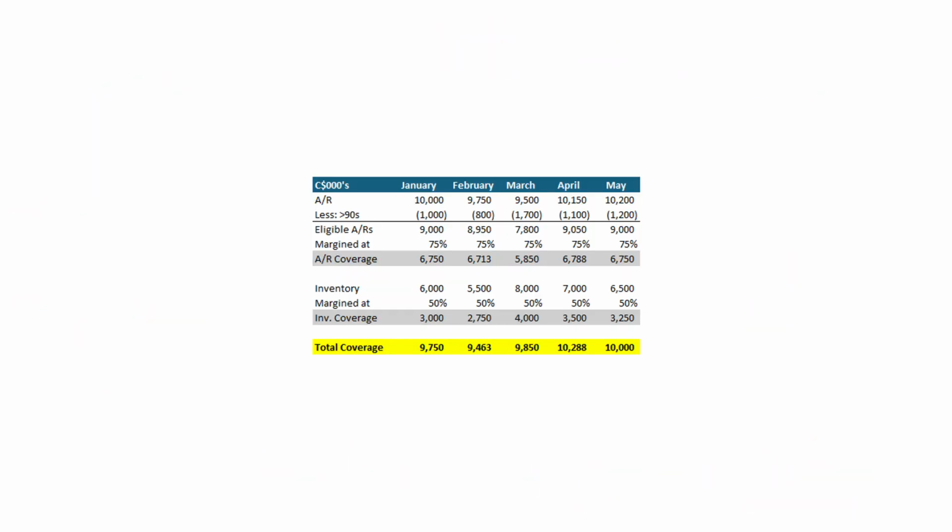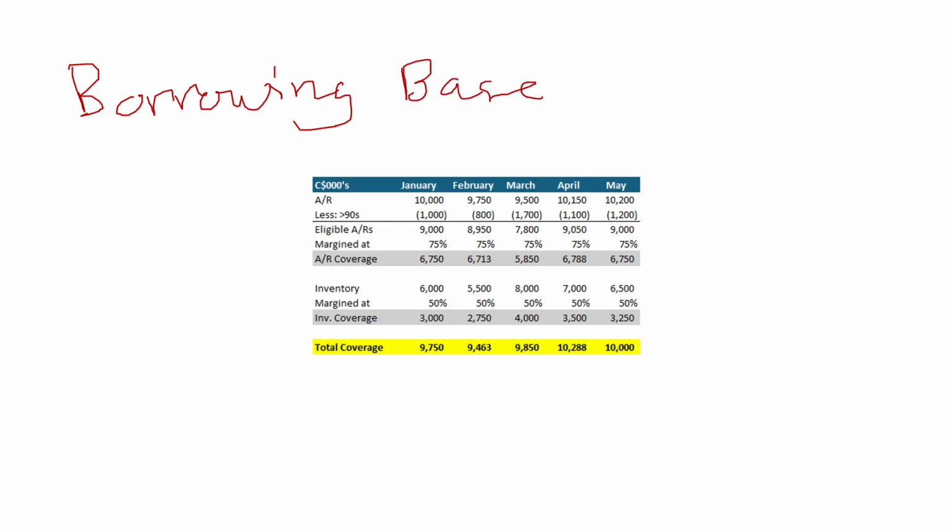Next, we need to talk about borrowing base. Okay, borrowing base. Essentially, this pertains to an assessment of a company's working capital. It's basically to test how much of an operating line, or operating facility, a business can support.